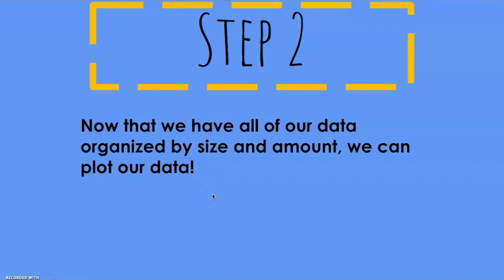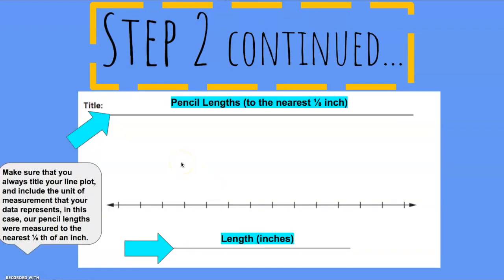Step 2. Now that we have organized all of our data by size and amount, we can plot our data. Make sure that you always title your line plot and include the unit of measurement that your data represents. In this case, our pencil lengths were measured to the nearest 1/8 of an inch. So we have our title, and then we have the length in inches.